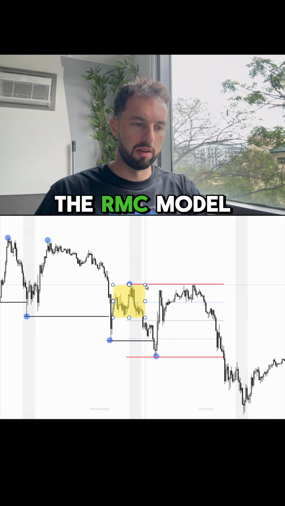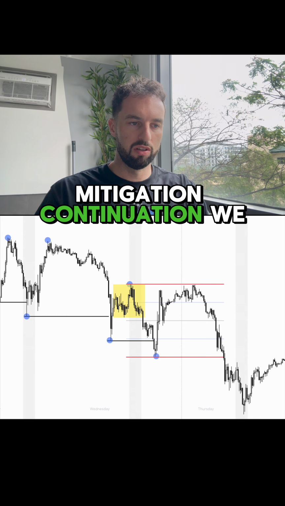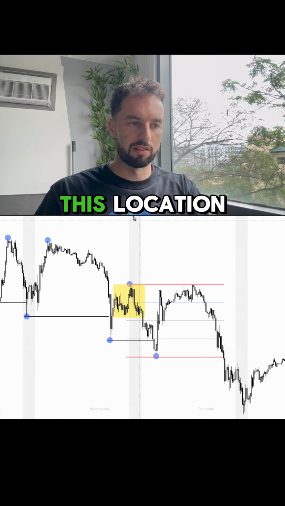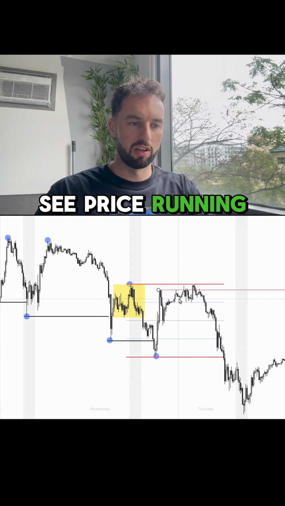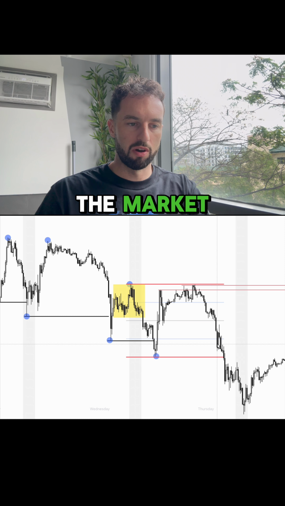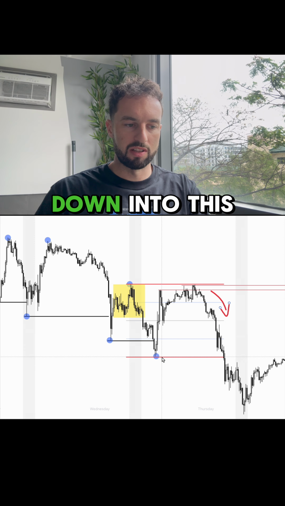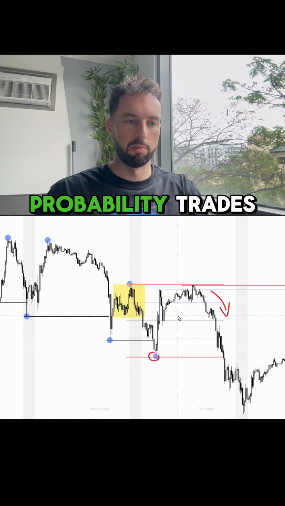Again, we utilize the RAMC model: sideways range, initiation, mitigation, continuation. We wait for price to react in this location, and typically we want to see price running above highs and not extending here, and then we can play that new direction within the market. And if you're zooming in on, let's say, a 1 minute time frame or a 15-minute time frame, any bearish continuations down into this low are extremely high probability trades.